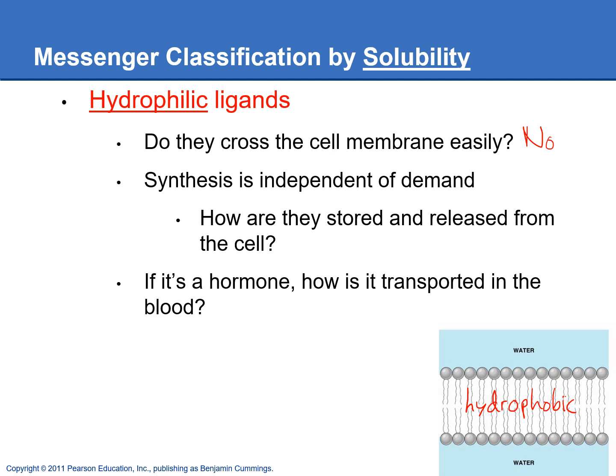When the hydrophilic messengers are made, they can be stored in vesicles, which are membrane-bound sacs, and then they can be released later. How they're going to be released from the cell is by exocytosis. So the vesicle with the hydrophilic messenger will come up and fuse with the cell membrane and then release the contents. And if the hydrophilic messenger is a hormone, it mixes very well with the water in the blood. So there's no carrier protein that it needs to be attached to while it's in the blood.